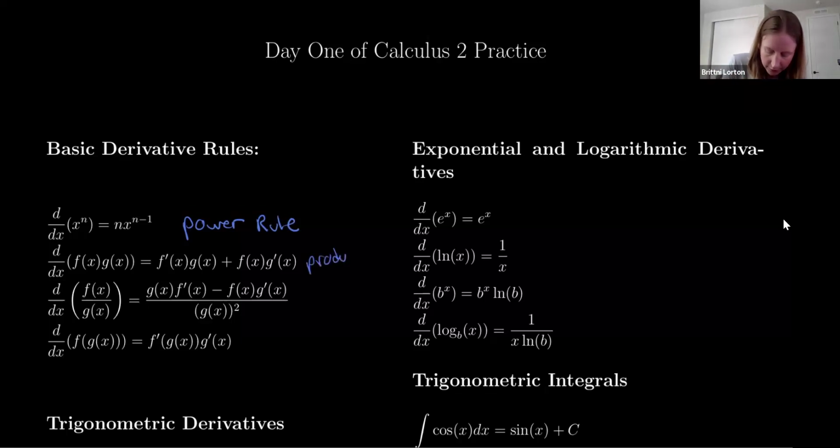We also had what was called the product rule, so the derivative of a product of two functions, as well as the quotient rule, and then also the one that we're going to use probably the most often, which would be the chain rule. And so these are some of the more basic rules from Calc 1.